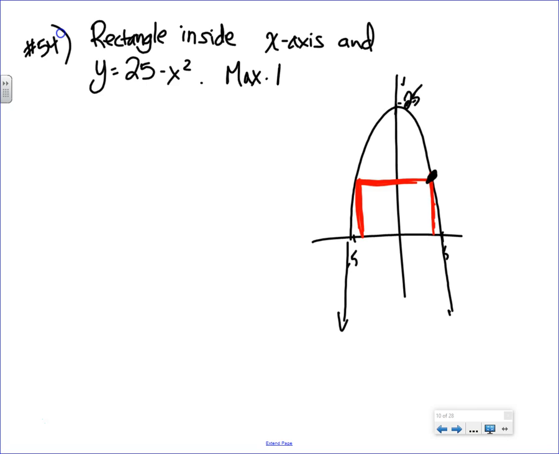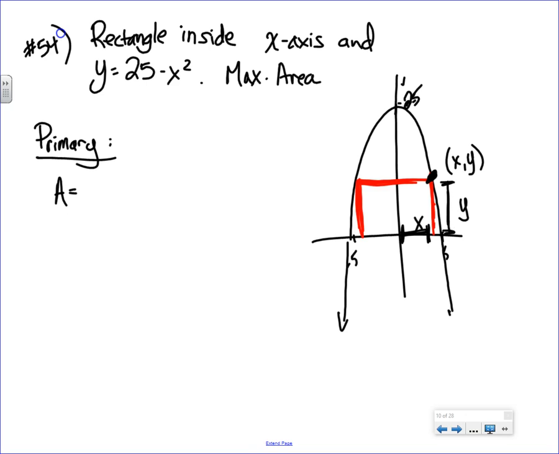Okay, primary: maximum area, right? So A equals... X and Y is where it hits over here. X is only halfway, so I need 2x times y. X goes from the origin out to the point. I need 2 x's to be the entire base of my rectangle.